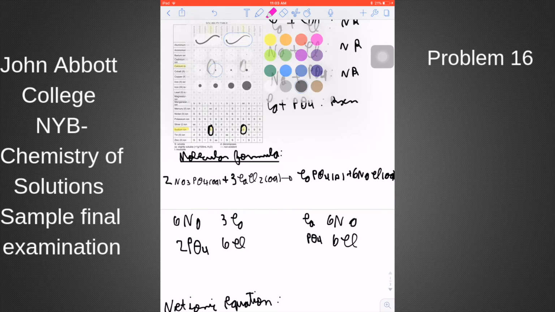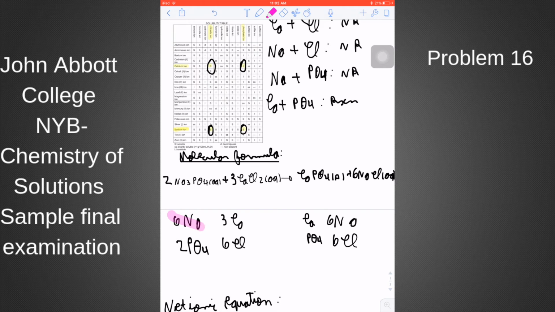So then, now that we have this, we can start canceling some things out. So because we have 6 Na, we can cross out the 6 Na. Because we have 6 chloride, we can cancel the 6 chloride. So this part of the equation is done. This is done. And this is done.